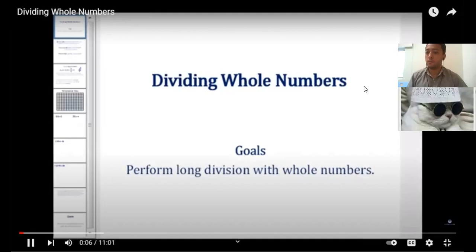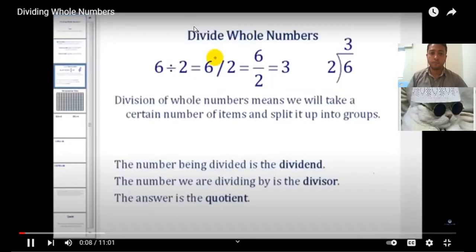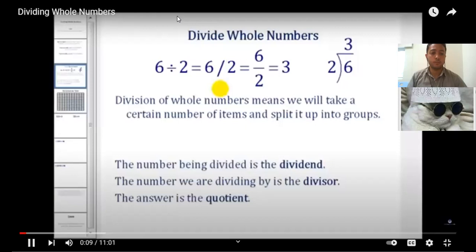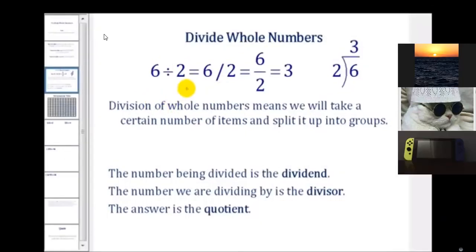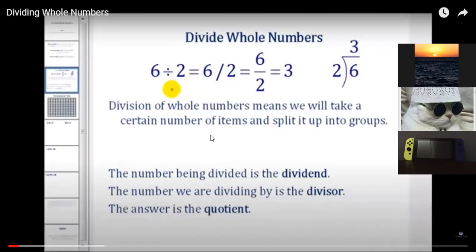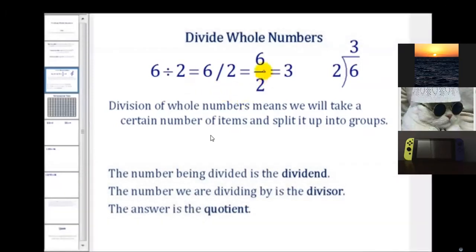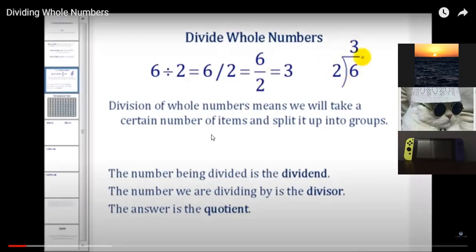with whole numbers. Let's start by taking a look at a more straightforward example. Here we have 6 divided by 2. We should be aware there are several ways to represent division of whole numbers. Remember, a fraction bar also represents division. And then for long division, we'll set up our division problems in this way.